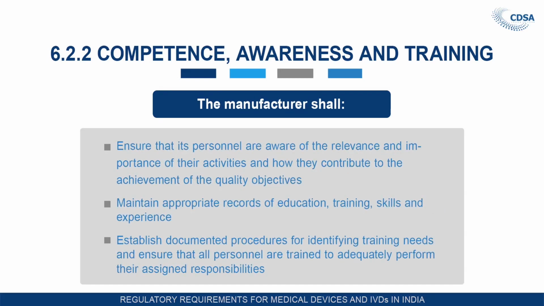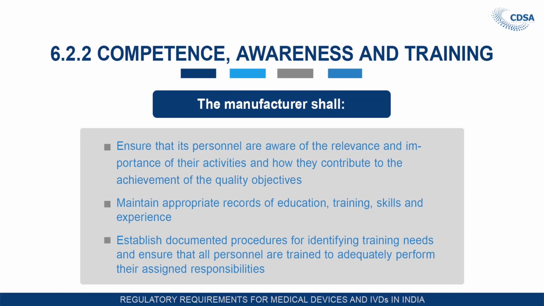Ensure that its personnel are aware of the relevance and importance of their activities and how they contribute to the achievement of the quality objectives. This means that a person who is working in an area in a manufacturing plant, if he is not told the reasons for his action and he does it mechanically, will not achieve the competence that is required. He should be explained and told why that person is doing that particular work in a particular manner.